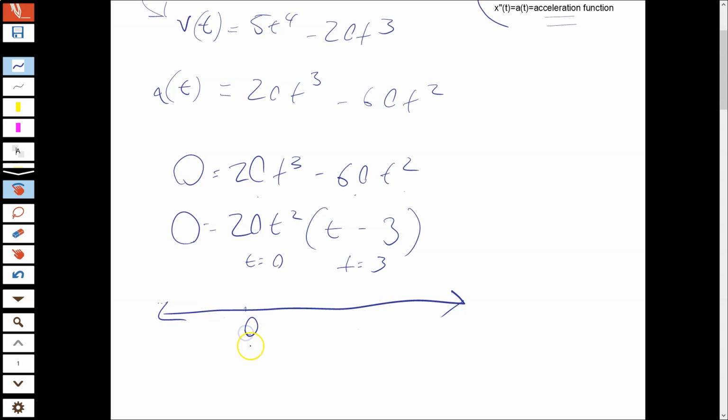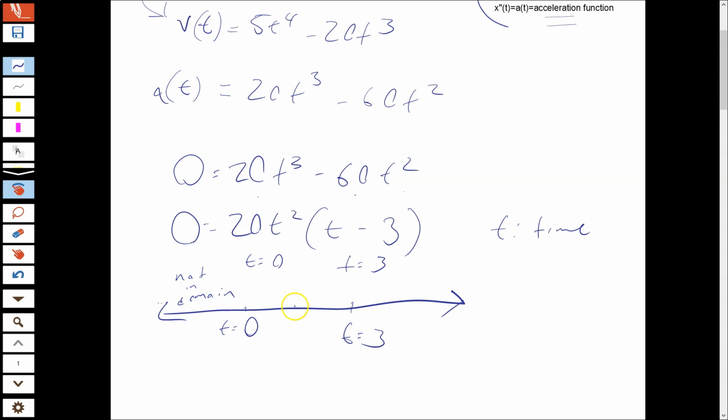So 0 is here, 3 is over here somewhere. And the nice part about these particle motion problems is you can ignore the left-hand side. Anything to the left of the 0 is not included because remember, t is time. So time is not going to be negative in this case, so this is not in the domain. So we don't have to even check that.